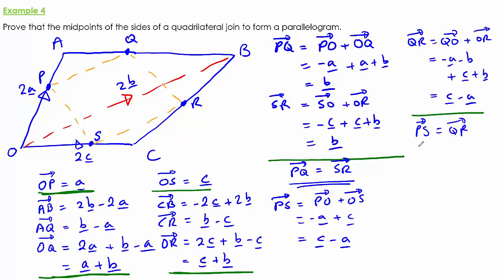And so we have opposite sides which are equal in length. So PQ being equal to SR completely is equal in length and equal in direction. So that's PQ and SR. And then PS and QR, those are equal to each other and parallel. So that's those, and therefore we have a parallelogram.